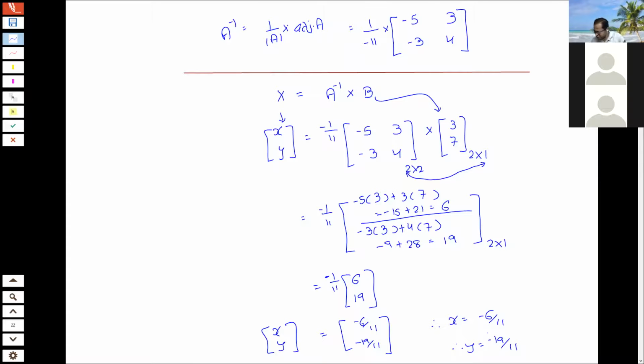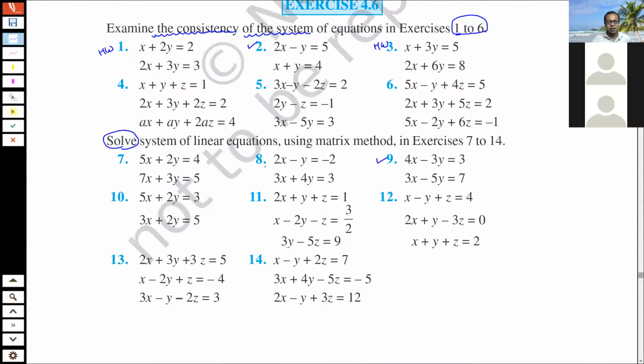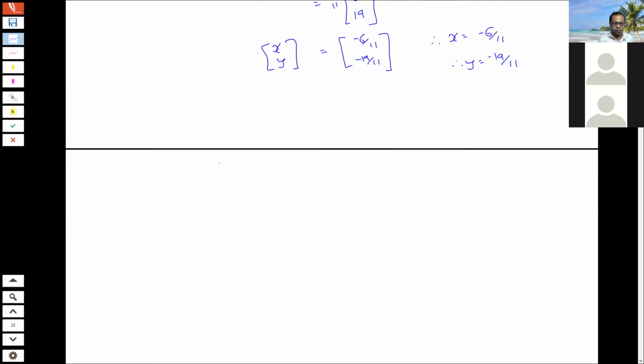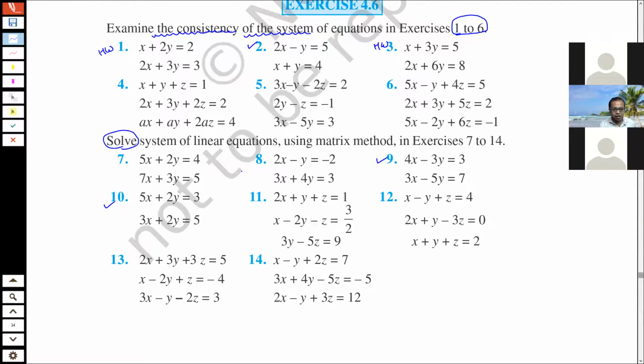So I hope you are able to understand how to get the answers. Though there is a shortcut, this equation we can also solve using the normal algebra method. But since they are asking us to solve as per this way, we will solve as per this way. Let's do one more question of 2 by 2, and the others you can take as homework. So let's do question number 10. Raise your hand if you are clear about question number 9.